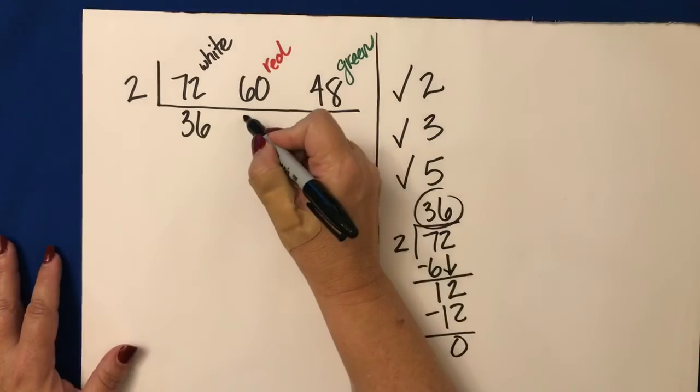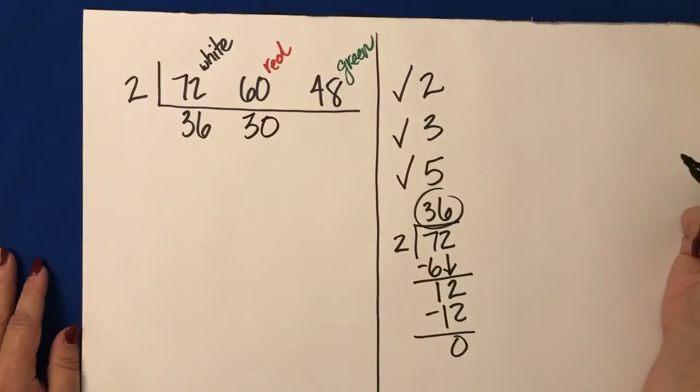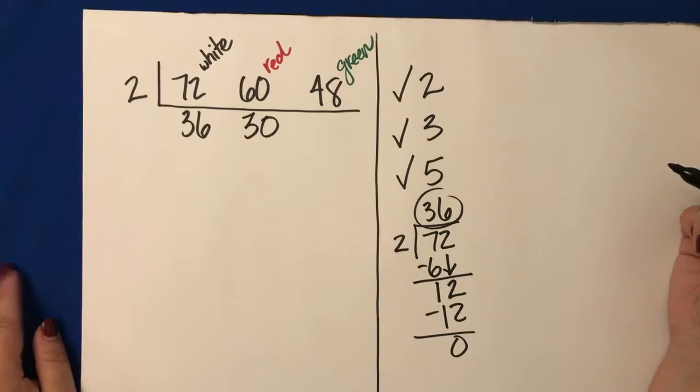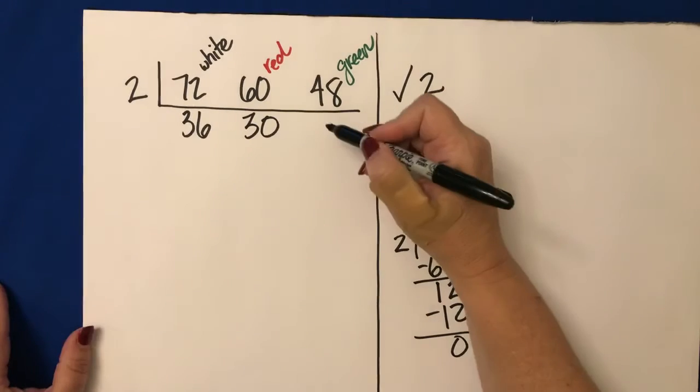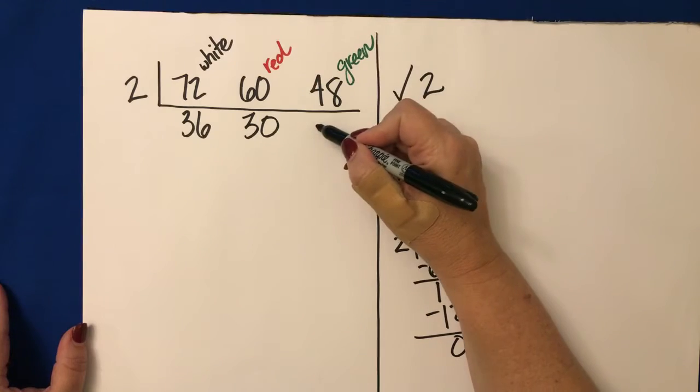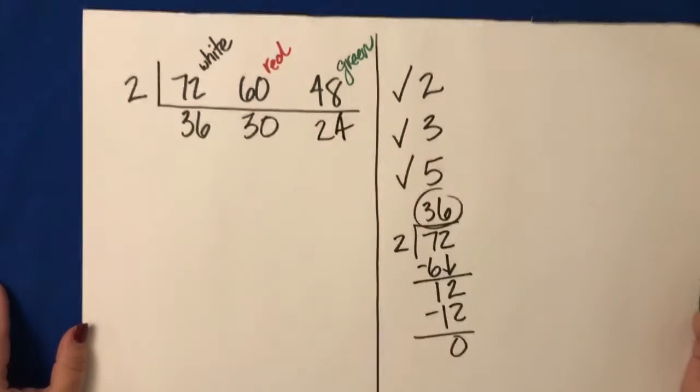Okay, so 30. I see 30 a couple of times. So 2 times 30 makes the 60. And then what about the 48? What if I divide that by 2? What do you get when you divide 48 by 2? I see 24 a couple of times. Good job, Max. Okay, here we go.